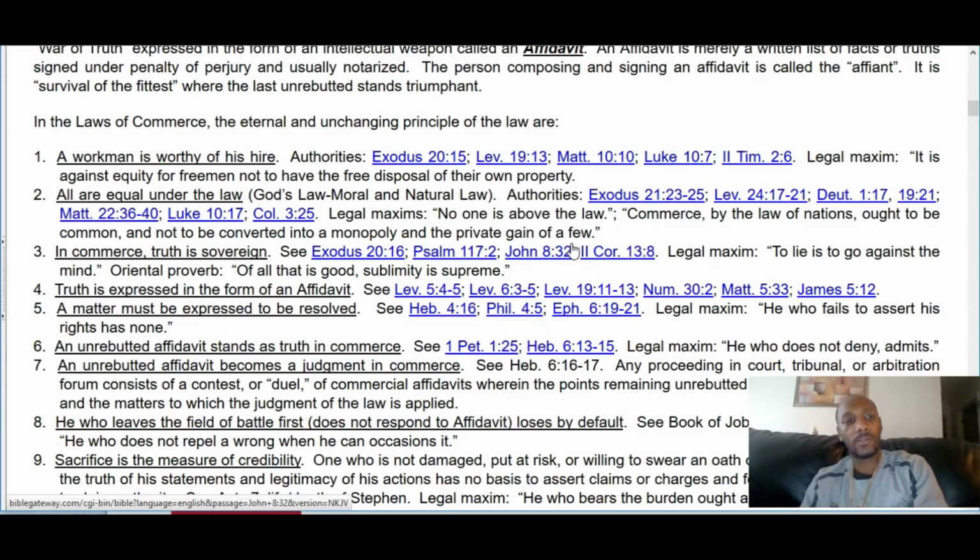Number six, a matter must be expressed to be resolved. So he who fails to exert his rights has none. Let's say that again. Any matter must be expressed in order to be resolved. So therefore, he who fails to exert his rights has no rights to be exerted.